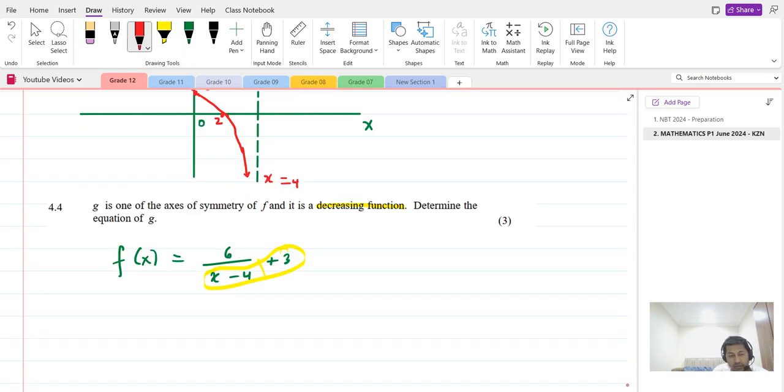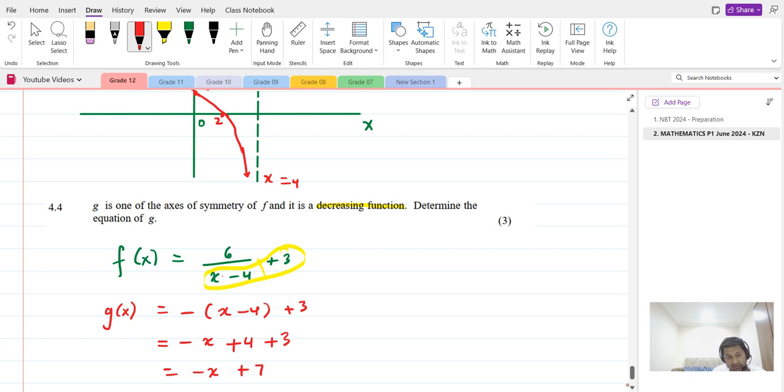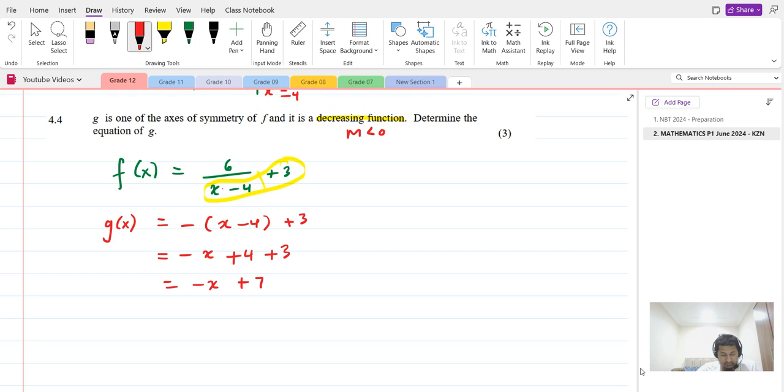We want the positive one, decreasing function. So we're going to say g of x is equal to negative times x minus 4 plus 3. So what we have is negative x plus 4 plus 3. So we have negative x plus 7. Right, so that's the decreasing function because the gradient is negative. In other words, we want the negative. If you wanted the positive, you just have x minus 4 plus 3. So that's my answer for g of x. I hope you understand, guys.